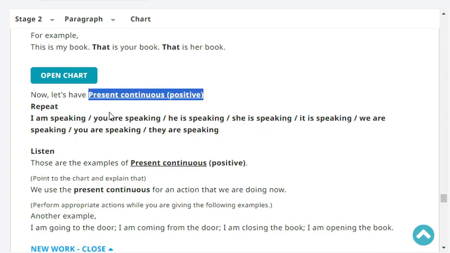So let's have the first one. It's called the present continuous positive, for positive sentences. Okay, so it means we're doing it.